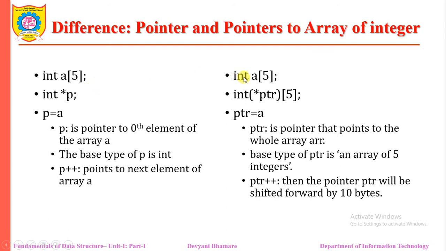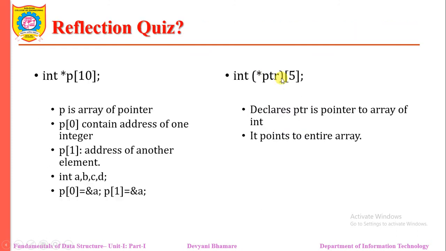But in the case of a pointer to an array of integers, here we are saying that PTR is a pointer to an array of 5 integers. So when PTR is incremented, it is increased by 10 bytes, because this is an array containing 5 integers. So this is the basic difference between a pointer to an array and a pointer to an array of integers. This is the quiz that you need to observe, to see what is happening.